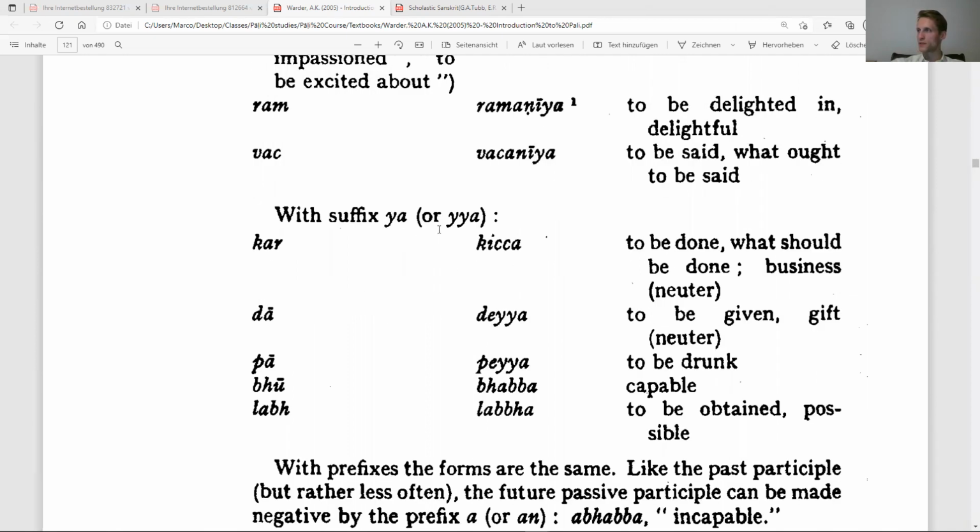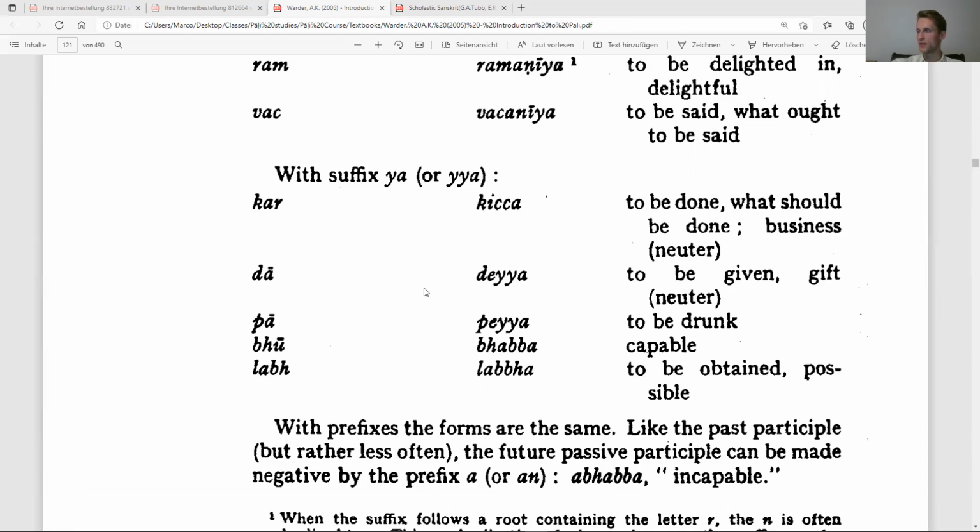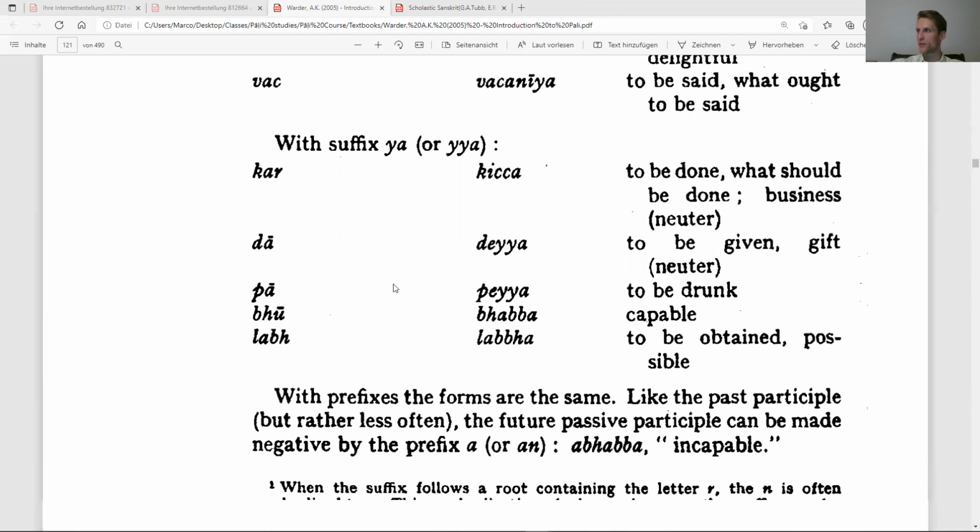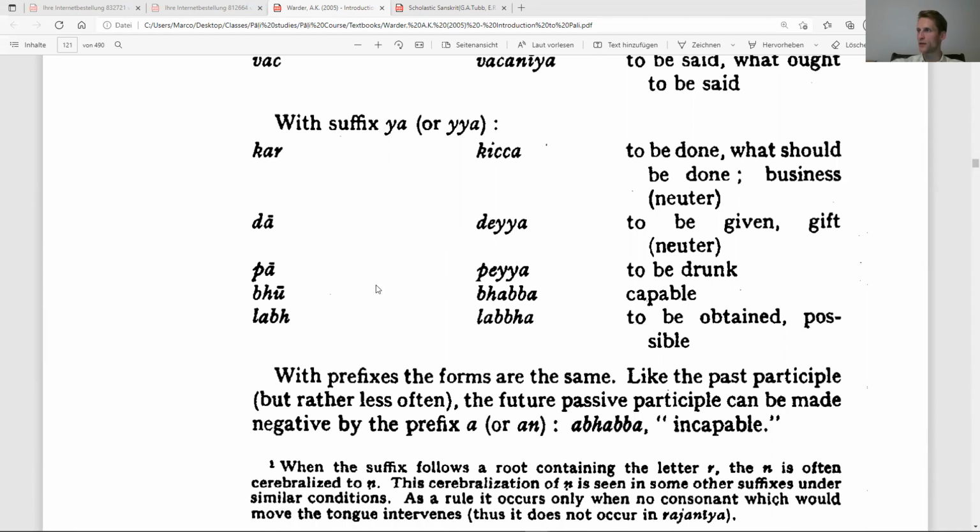And even with the suffix ya or ya: kar, karoti, kicca, to be done, what should be done, business. Dā, deti, deyya, to be given, gift. Pā, pivati, peyya, to be drunk. Bhū, bhavati, bhabba, capable. Labh, labhati, labbha, to be obtained, possible.